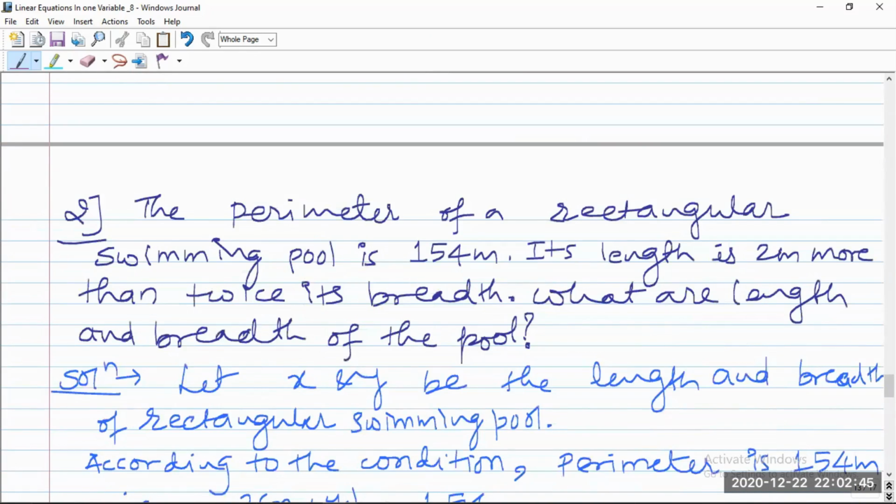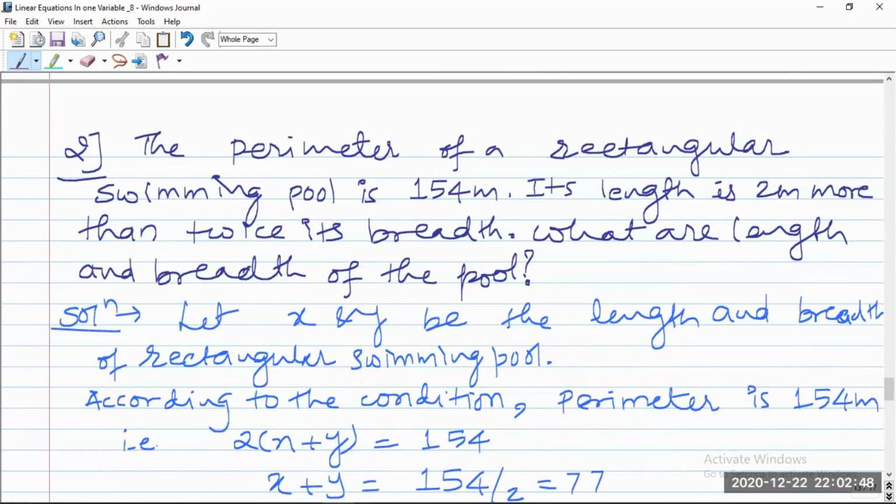We will try one more example. See here. The perimeter of a rectangular swimming pool is 154 meters. Its length is 2 meters more than twice its breadth. What are the length and the breadth of the swimming pool? So here again, you can just read the sum carefully. Perimeter of a rectangular swimming pool. So the geometric figure we have here is a rectangle. So the perimeter of a rectangular swimming pool means the perimeter of a rectangle is given as 154 meters.